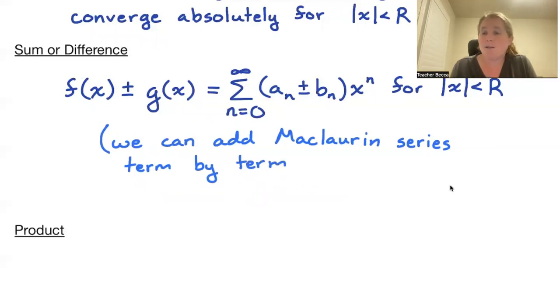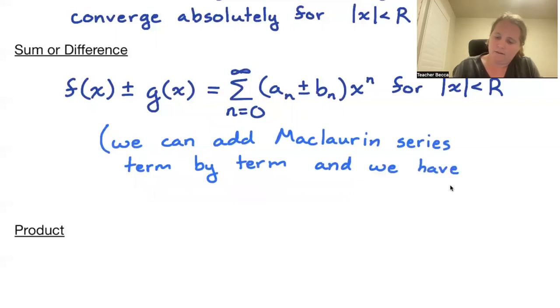And we have equality on the smaller radius of convergence. Oops, my pencil's not working. One moment. All right. Now that my pencil's working again, we can add the Maclaurin series term by term, and we have convergence on the smaller radius of convergence.